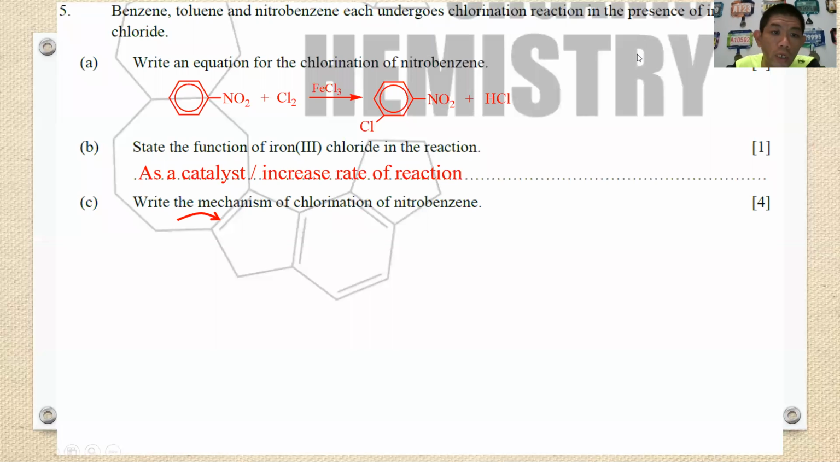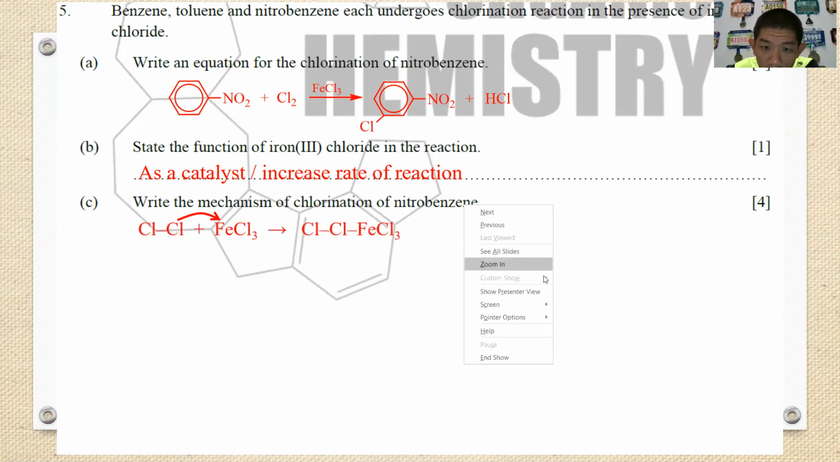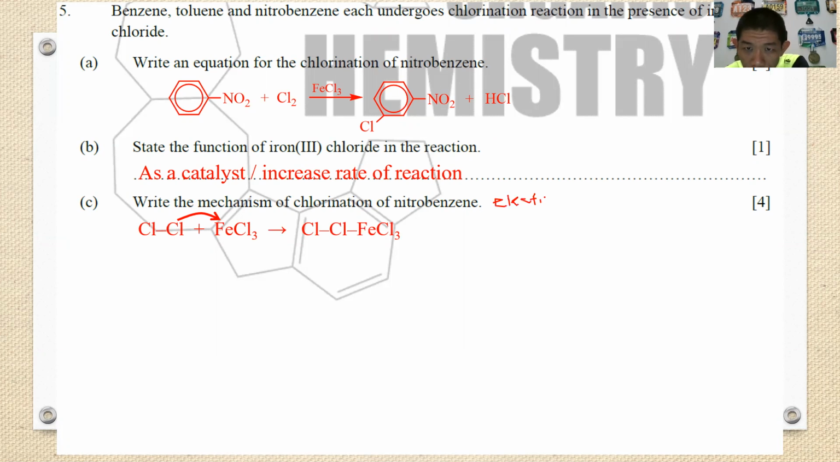Okay, so number 3, write the mechanism for the chlorination of the nitrobenzene. So in here, the step-by-step mechanism starts with this. Whenever you describe one, try your best to write the type of reaction in here. So the type of reaction is electrophilic aromatic substitution reaction. Try that. Just write. Don't care where the marks are located.